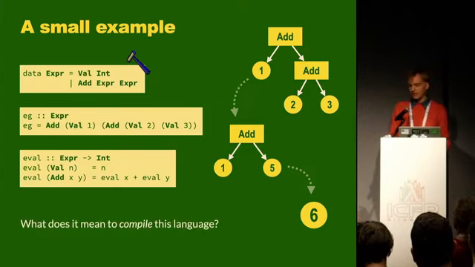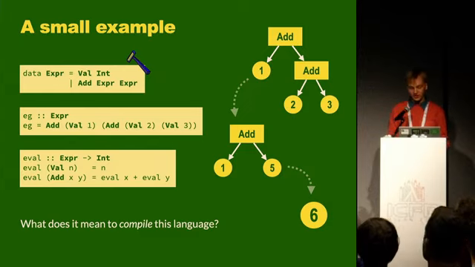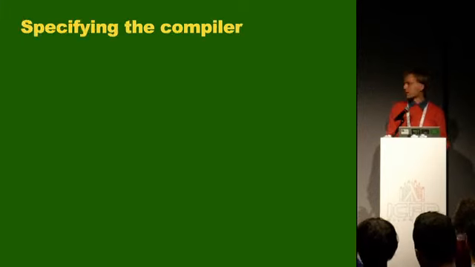So I think we probably all have an intuitive idea of what a compiler is, but if we want to use this intuition to actually calculate a compiler and a virtual machine, we sort of need to formalize this intuition a bit. So this is going to be specifying the compiler.